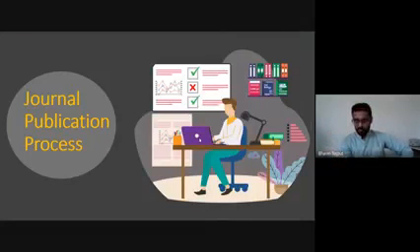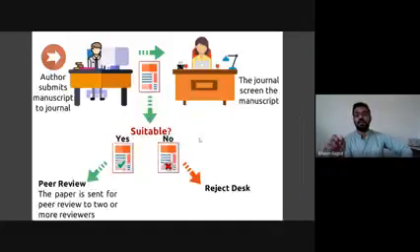Now what is the procedure that we have to do after selecting a journal? So after selecting a journal, this is the procedure. First of all, the author submits the manuscript. You have understood all the earlier criteria. After this, the author needs to submit to the journal editorial board. The journal screens the manuscript, and if it is suitable, then it will go to the further procedure. Otherwise, it is rejected at this juncture.